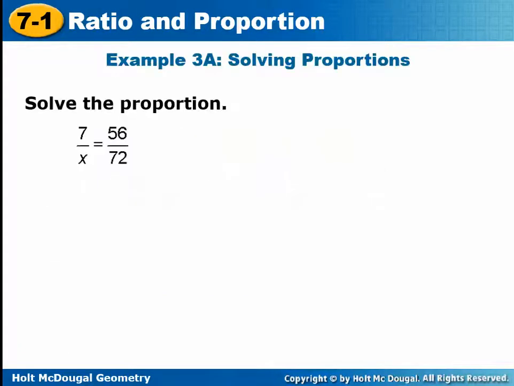All right, so to solve this proportion, we're going to take that the product of the extremes equals the product of the means. So 7 times 72 is equal to x times 56. And then you solve that.